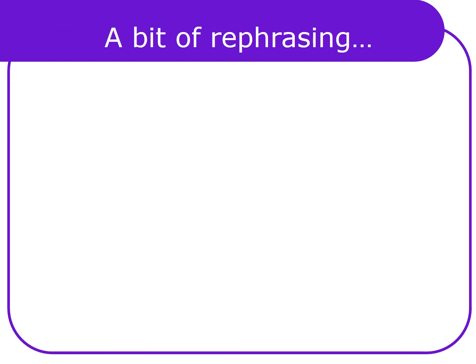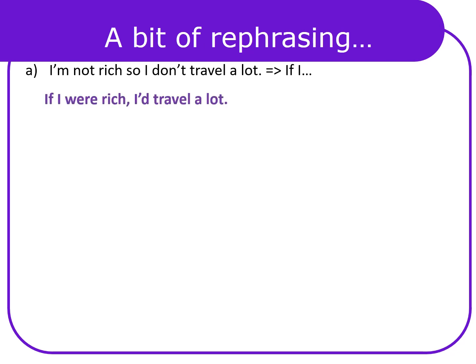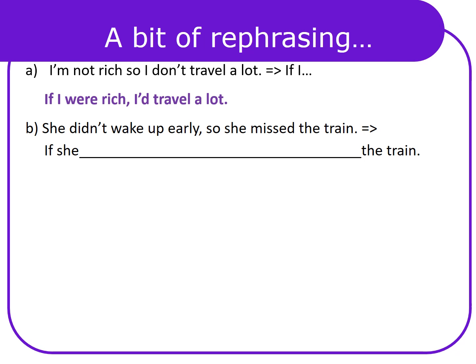Okay, I'm not rich, so I don't travel a lot. I want to use "if I". What do you think? How can I make it? I'll say, if I were rich, I would travel a lot, because I imagine that I'm rich, so I use the second one.